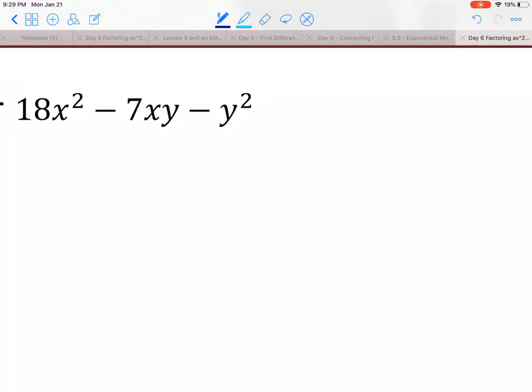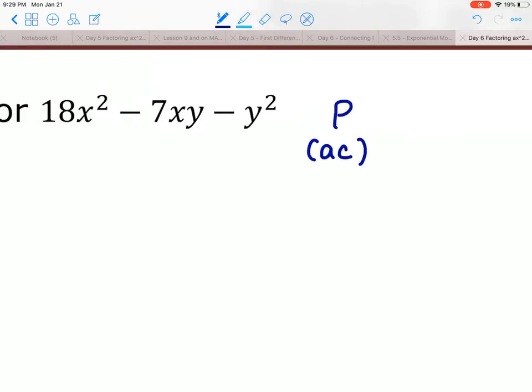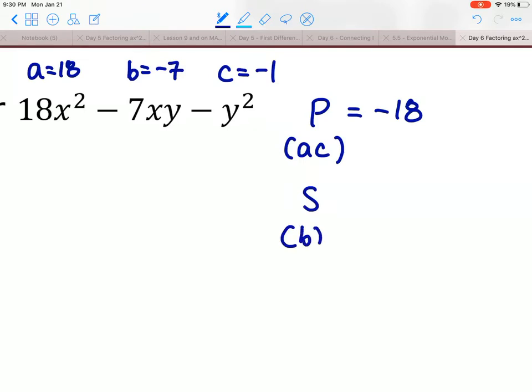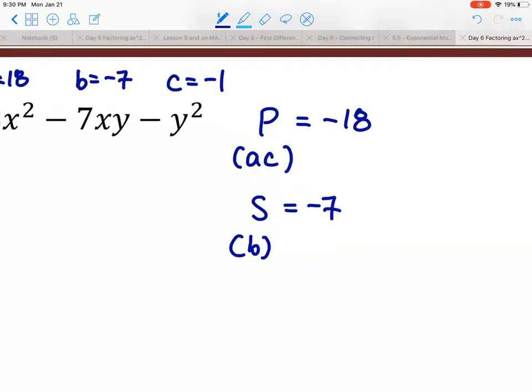So then you're going to ask, so then what is the product? Well, the product is a times c, so it works in the same way. Now, c is the coefficient of the constant term, or the last term. So in this case a is 18, b is negative 7, c is negative 1. Just remember a, b, and c are all numbers, not letters or variables, okay? So in this case, the product will be negative 18. Your sum, which is b, will be negative 7.